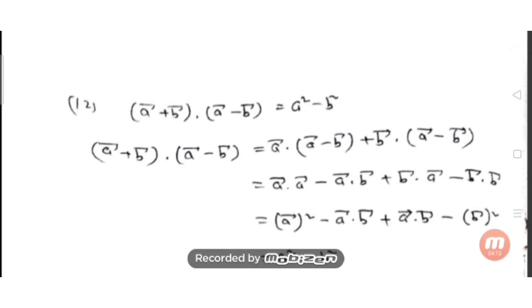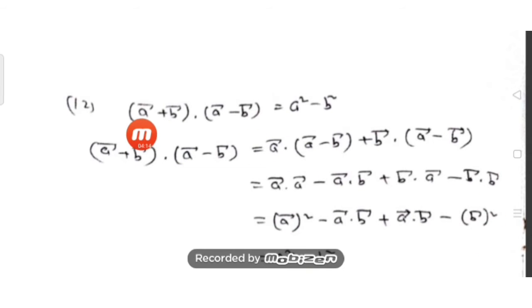Now I go to the next property. Next property is that (a bar plus b bar) dot (a bar minus b bar) is equal to a square minus b square. This formula also we have got in algebra. A square minus b square can be written as (a plus b) into (a minus b). So here also a square minus b square can be written as (a bar plus b bar) dot (a bar minus b bar). I proceed from the vector side.